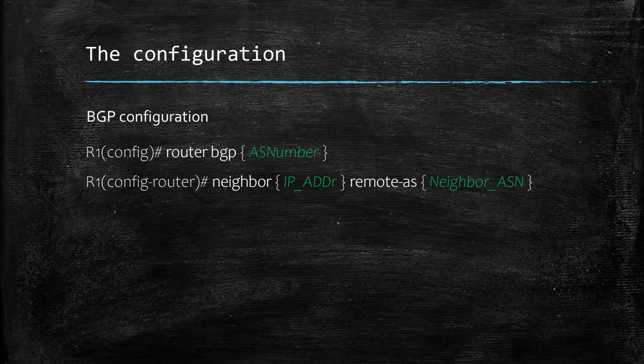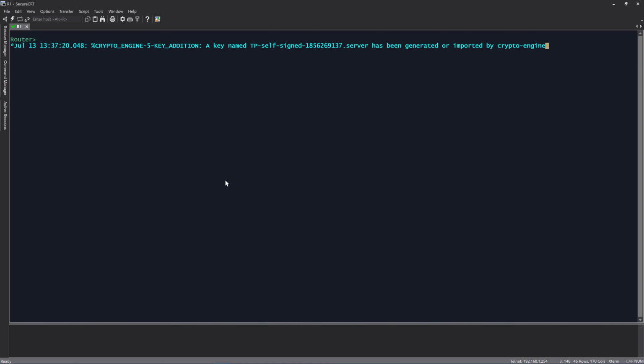Let's start with a little bit of configuration. The basic BGP configuration is really simple. For now, all we want to do is to bring up the BGP peering sessions. You start the configuration by creating the BGP process with your autonomous system number. Let's jump into our router and just do that.